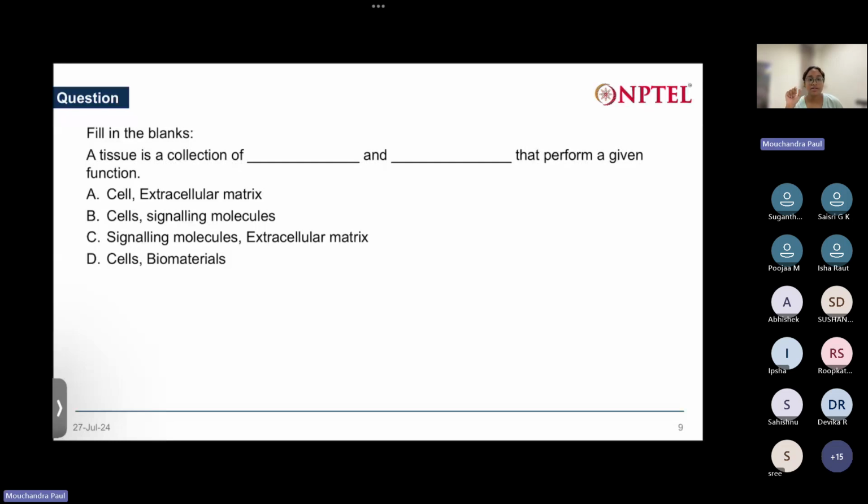A says cells and extracellular matrix. B says cells and signaling molecules. C is signaling molecules and extracellular matrix. D is cells and biomaterials.